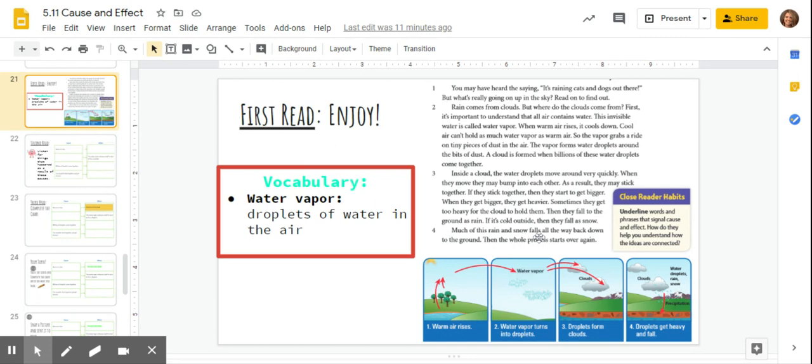Much of this rain and snow falls all the way back down to the ground. Then the whole process starts over again. Step 1. Warm air rises. Step 2. Water vapor turns into droplets. Step 3. Droplets form clouds. Step 4. Droplets get heavy and fall.